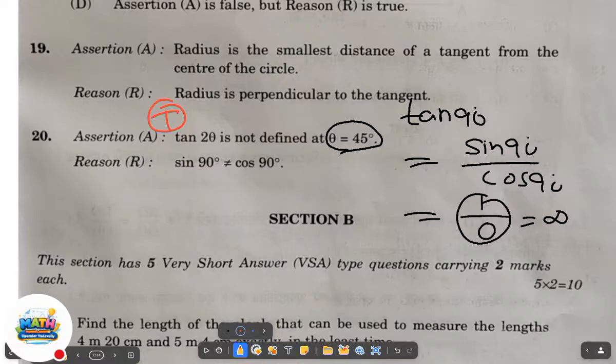The reason: sin 90 is not equal to cos 90 degrees. Yes, this is true, but R is not the correct explanation for the assertion. So that's why we have to choose option B.